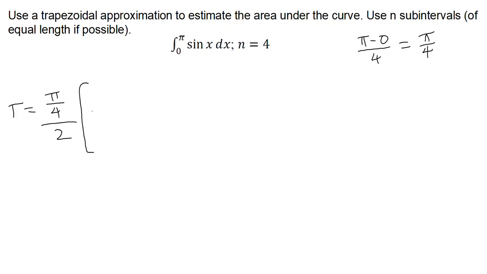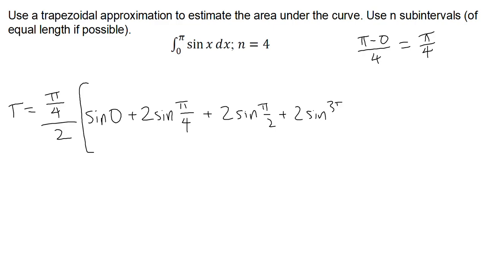And our initial y value is just going to be the sine at 0. And then it'll be plus 2 times the sine of pi over 4, right? Because if the intervals are of length pi over 4, if we start at 0, the next one should be pi over 4. So plus 2 times the sine of pi over 2, and then plus 2 times the sine of 3 pi over 4, and then plus just the sine at the end, the sine of just pi.